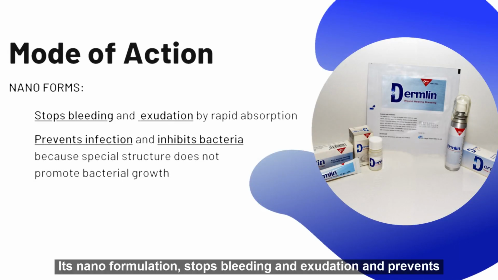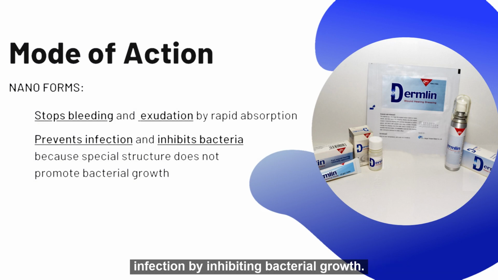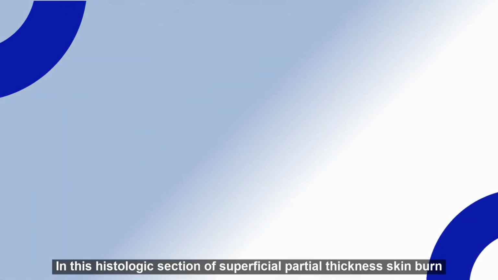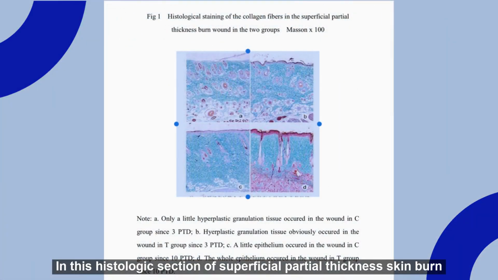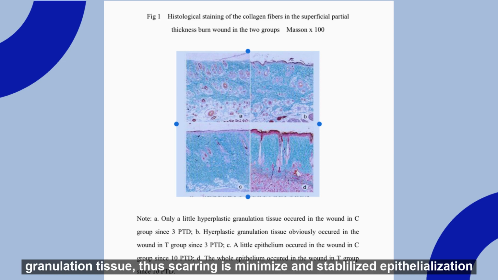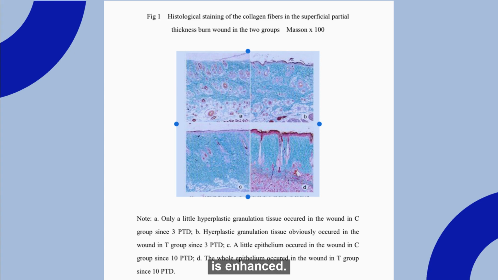Its nano formulation stops bleeding and exudation and prevents infection by inhibiting bacterial growth. This histologic section of superficial partial thickness skin burn after Dermlin treatment clearly showed little hyperplastic granulation tissue. Thus, scarring is minimized and stable epithelialization is enhanced.